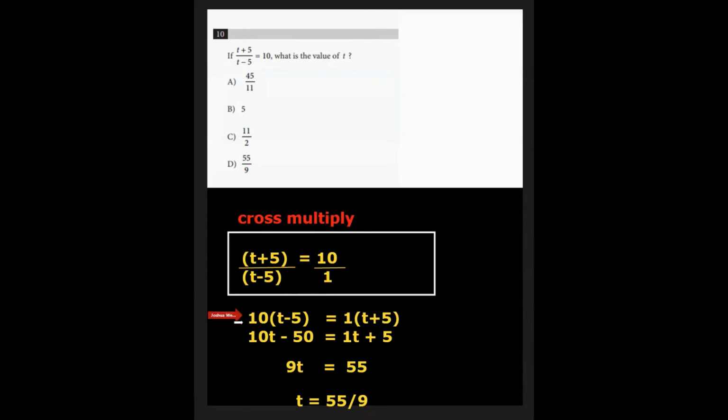Distributing, we get 10t minus 50 equals 1t plus 5. So add 50 to both sides and subtract 1t. We get 9t equals 55, divided by 9. The correct answer was D, 55 over 9.